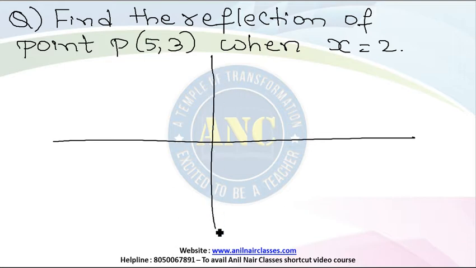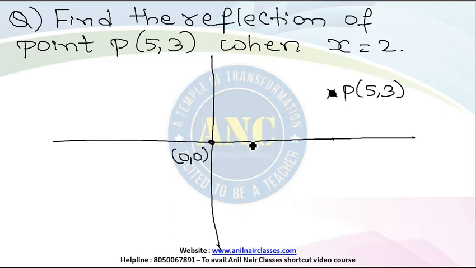Coordinate axis, let me draw first. This is my home called the origin. Point P is 5, 3: 5 units here, 3 units here. So it is somewhere at this point. This is nothing but point P (5, 3).